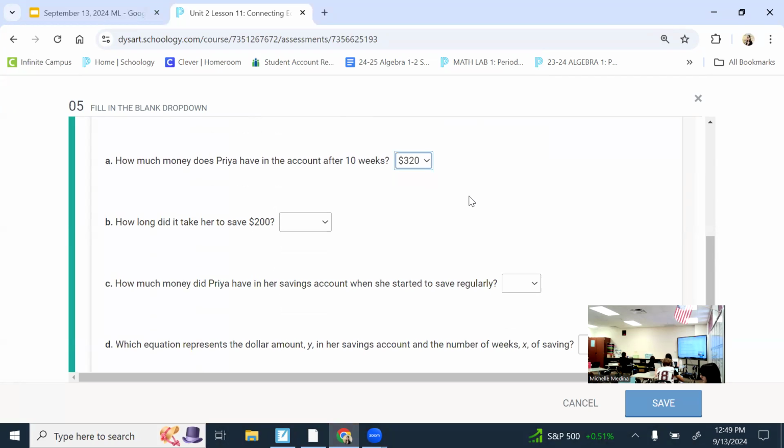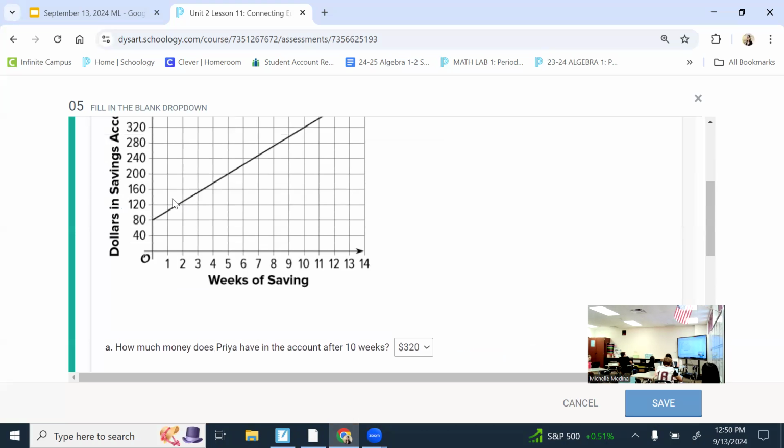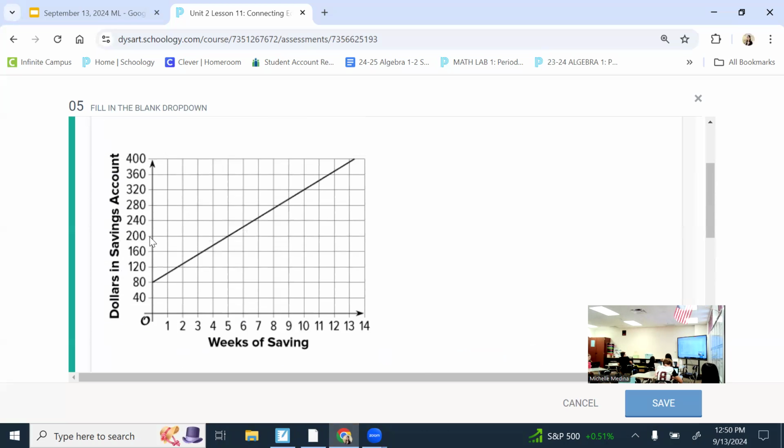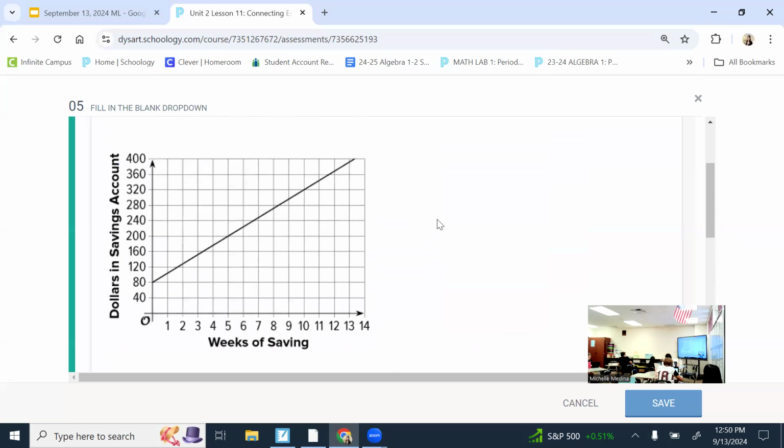How long did it take her to save 200? So that 200, is that weeks or dollars? Okay, so then that means I need to look at the axis that says dollars, find the 200, see where it touches on the line, and see at what week she hits that 200 mark. So then that would be at 5 weeks. That makes sense? Okay. How much does she have in her savings account when she started to save regularly? So at the start of her saving, so like at week 0, how much did she have?